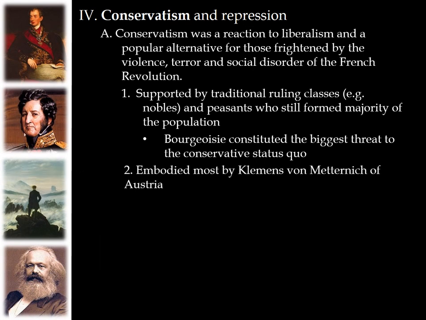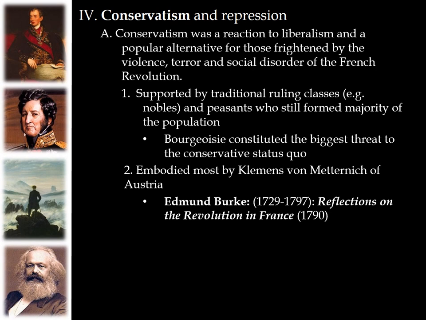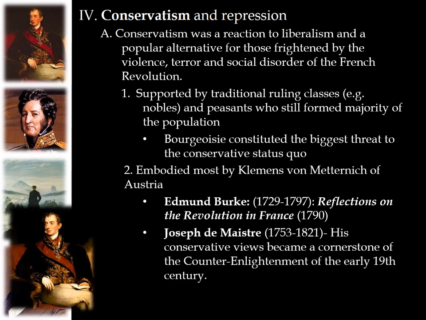The conservatism throughout Europe was embodied most by, like I said before, Clemens von Metternich of Austria. Also, Edmund Burke, who we talked about before, in his document that you read, Reflections on the Revolution in France, published in 1790, we saw the beginning of the definition of what will be 19th century conservatism. Also, Joseph de Maistre, whose conservative views became a cornerstone of the counter-enlightenment of the early 19th century. So Metternich, Burke, and de Maistre were the three heavyweights when it came to the ideology of conservatism and defining what it meant. Returning the status quo, putting the institutions that had stood the test of time, like the monarchy, back into power, the nobility back in the driver's seat, those kinds of things.